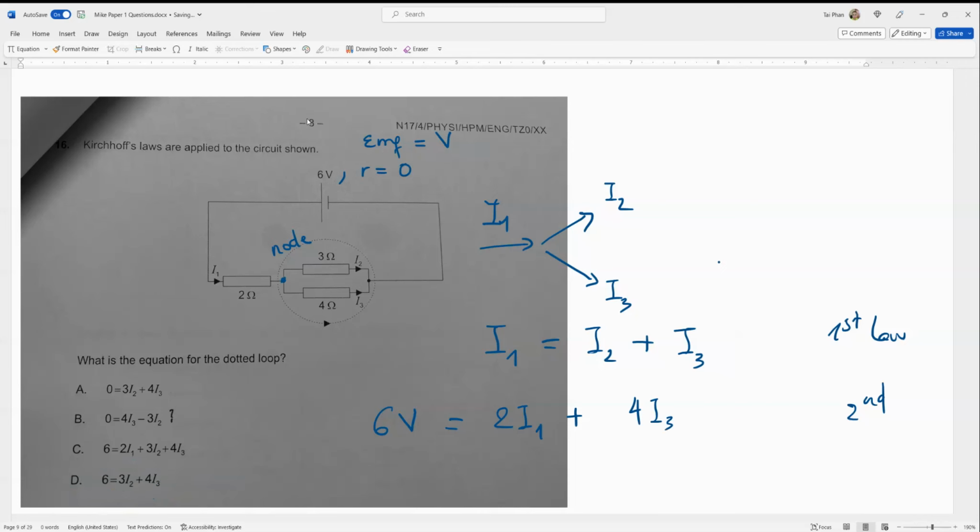This is the voltage of this branch. The two resistors, 3 ohms and 4 ohms, have the same voltage because they are connected in parallel, and therefore the answer is D.